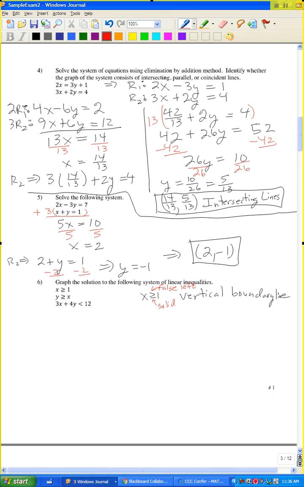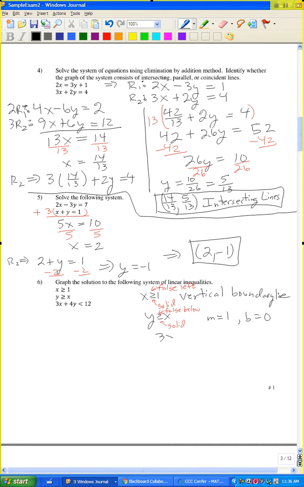Okay, let's do y greater than or equal to x. This again will be a solid line. This will be true above, false below. The slope of this line is 1, and the y-intercept is 0. It's a 45-degree angle. And lastly, they'll put it over here.